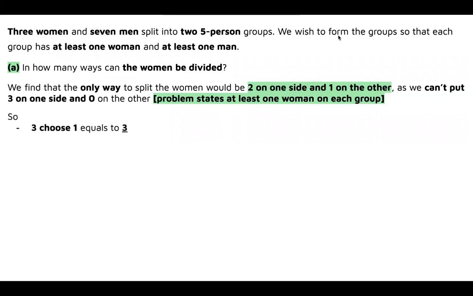So we would do 3 choose 1, which equals 3. Why is it 3 choose 1? Because we know that 2 people have to be on one side and 1 person has to be on the other. This means you should choose 1 person out of the 3 to be the person who's on the other side. It also could be 3 choose 2, but if you know your combinatorics, 3 choose 2 is the same thing as 3 choose 1.